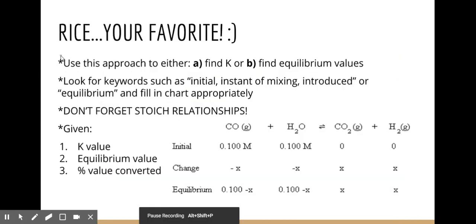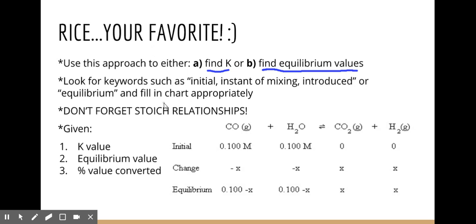In this next slide, I want to talk to you about your rice charts. Now, I know that some of you guys get a little disgusted whenever I say rice charts, but I promise you, if you know how to do rice charts effectively, it's going to organize your information to where it's so much easier to work out problems. So, when do we use a rice chart? Well, we use this approach to either A, find a K value, so we were trying to find K, or B, find equilibrium values. So anytime we're trying to find either of those, then we are going to set up a rice chart.